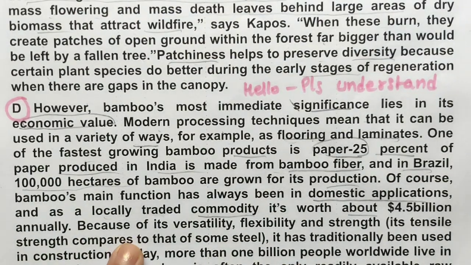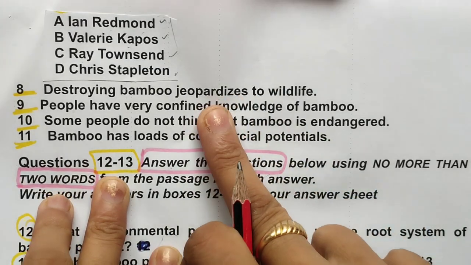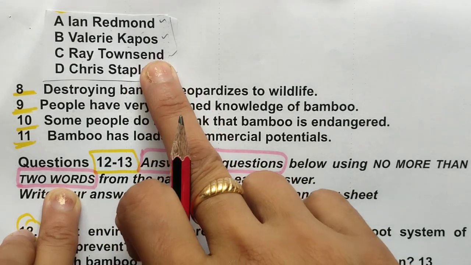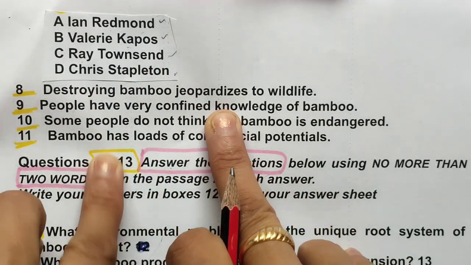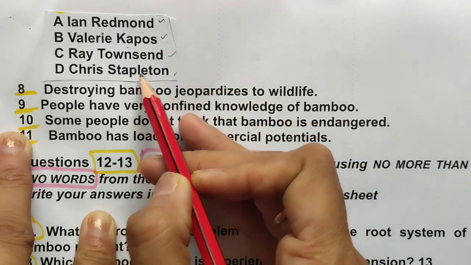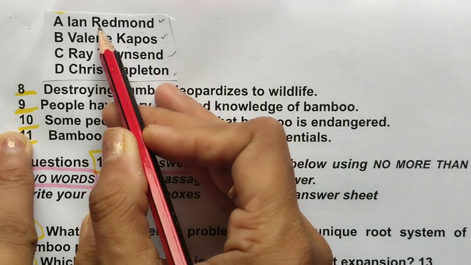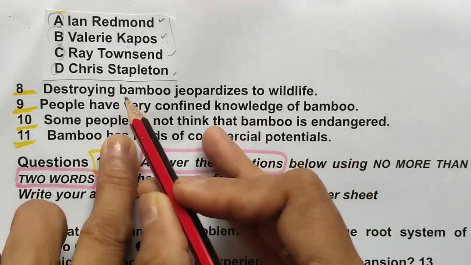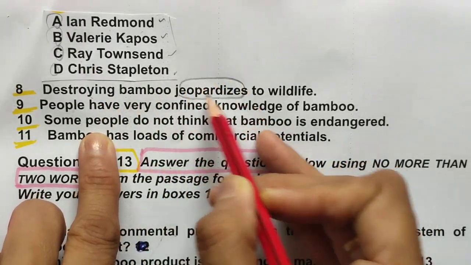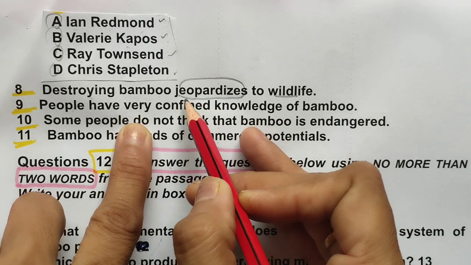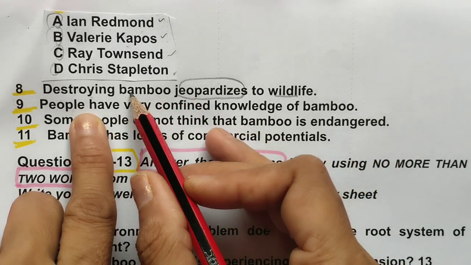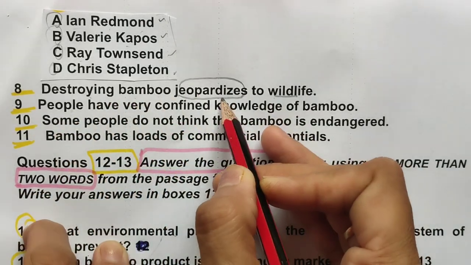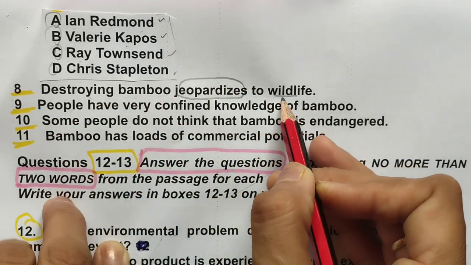Okay, now next question. Now we will be doing this question, that is we have to match with these persons' sayings or opinions, these are the opinions. These persons' names we have almost got everywhere, I think we have underlined every person's name. So destroying bamboo jeopardizes wildlife. It means if bamboo is destroyed, then some harmful thing is going to happen to wildlife.